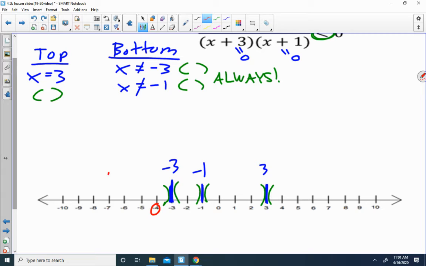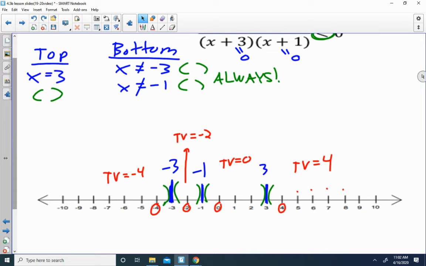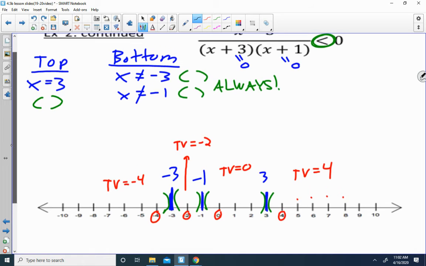Here, my test value, I'm going to pick to be -4. For this one, it's probably safe to say the test value will be -2. For this interval, I'm going to let the test value be 0. And then last but not least, the test value I'm going to pick to be 4. You don't have to pick 4. You can pick 5, 6, 7, 8, as long as it doesn't touch the blue border. All right, we have our 4 test values. Now we can plug stuff in.